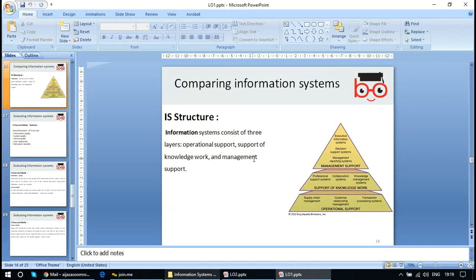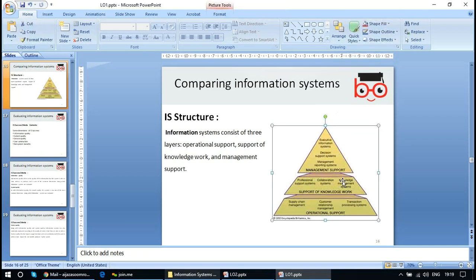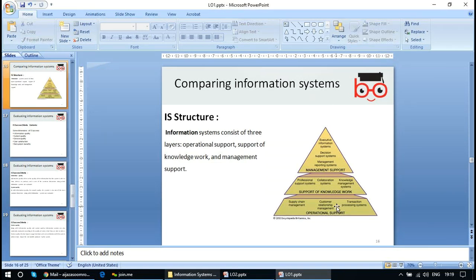The structure and scope: the structure is obviously within the scope. So operational support, support of knowledge work, and management support are involved. Like the structure is within a kind of scope, and what does it include? The structure. You remember that the components of information system are the hardware, software, and individuals, and the structure itself lies at these three levels, basically at operational level, support of knowledge work, and management support.